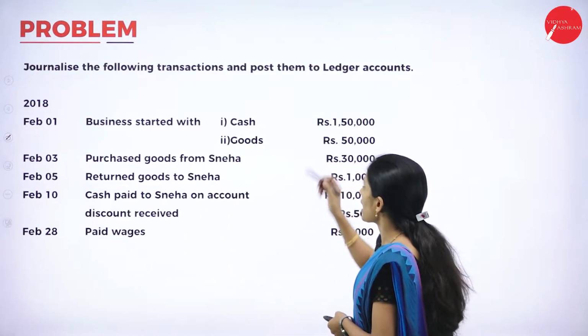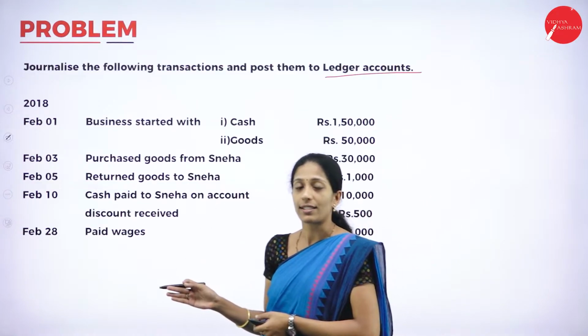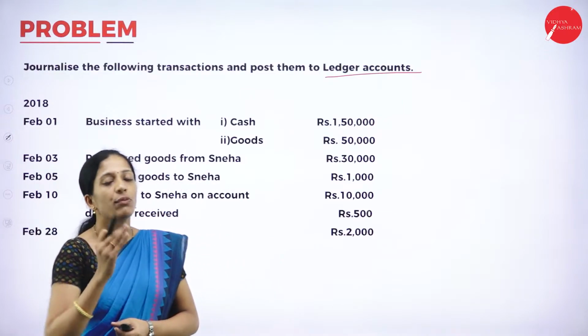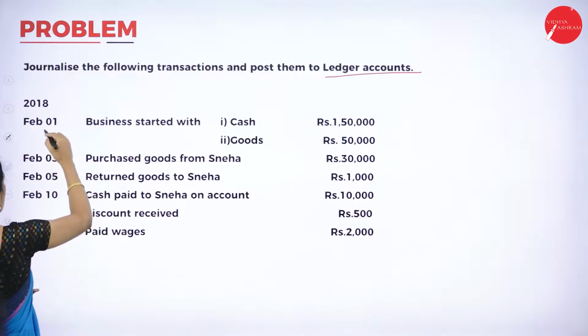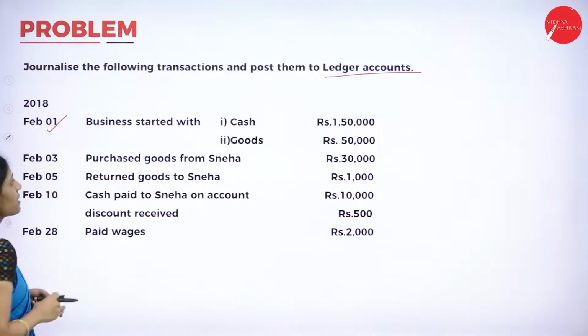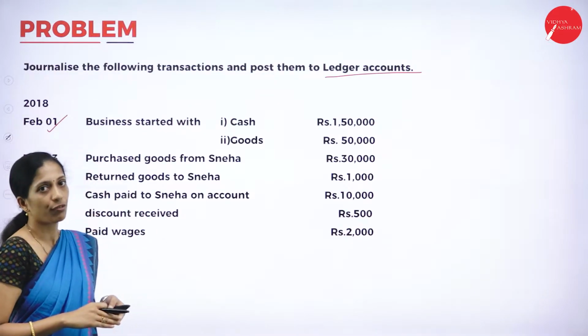Journalize the following transaction and post them to ledger accounts. Now, go through the transaction. As and when we are going through the transaction, immediately we shall record the journal entries. Now, if you see the first transaction which has taken place on Feb 1st, 2018, business started with cash 1,50,000 and goods worth rupees 50,000.